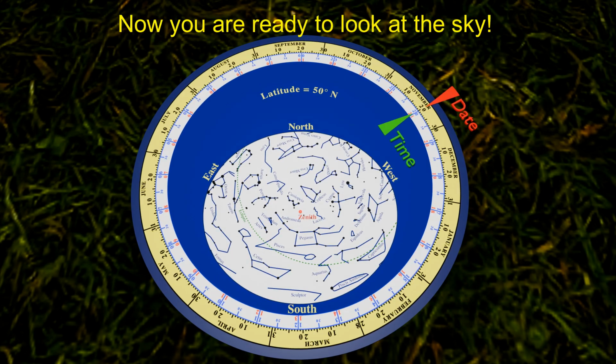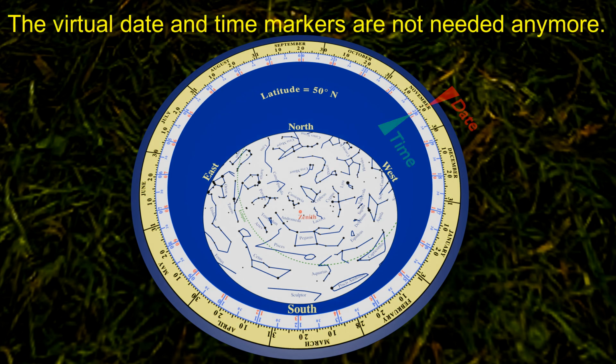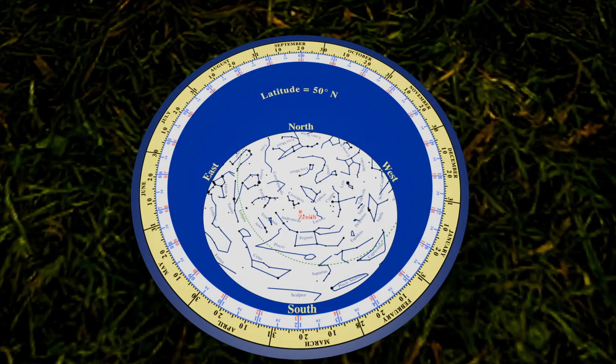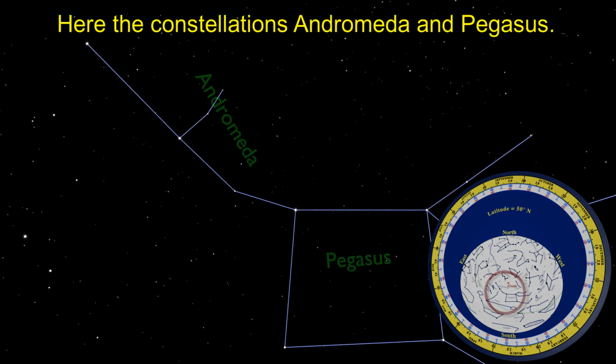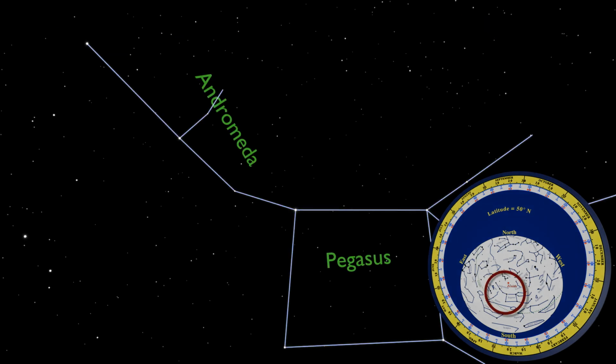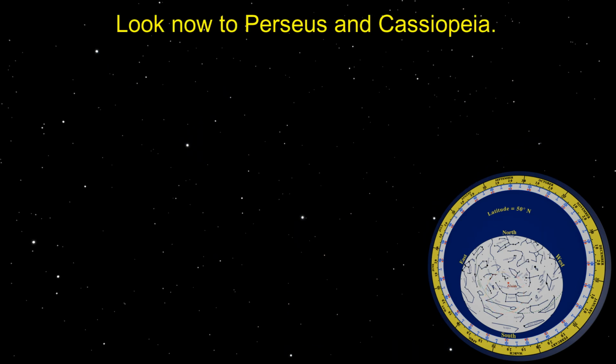Now you are ready to look at the sky. The virtual date and time markers are not needed anymore. Look up to the sky. We are looking in south direction. Here the constellations Andromeda and Pegasus. Look now to Perseus and Cassiopeia.